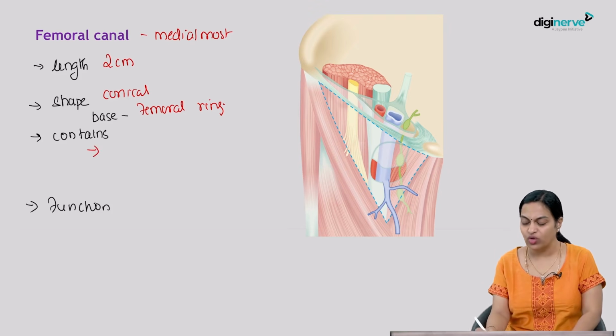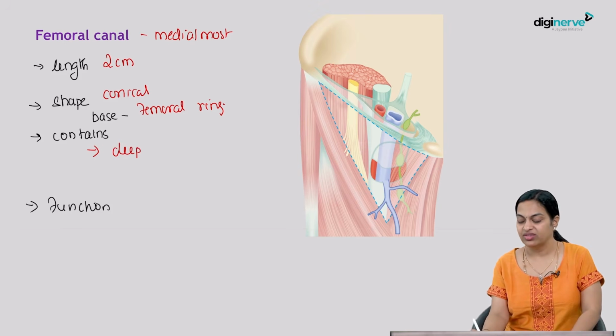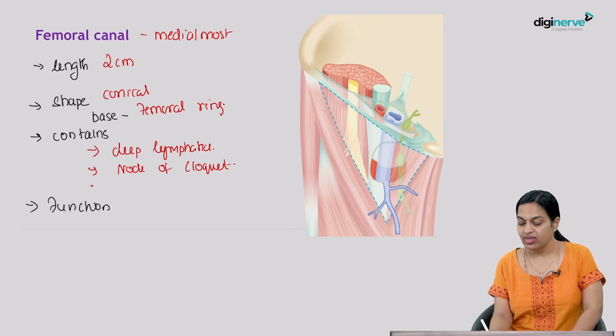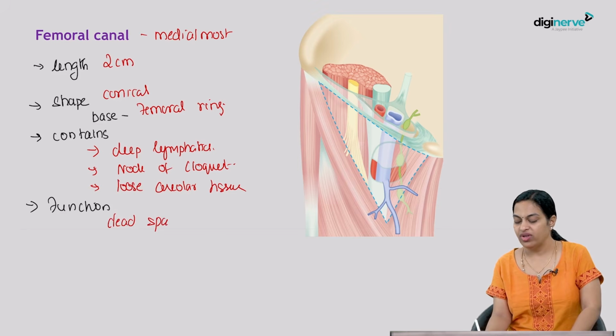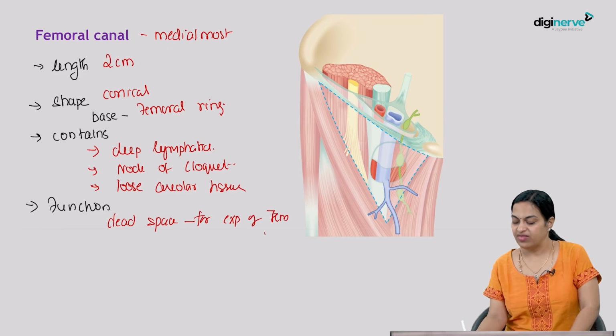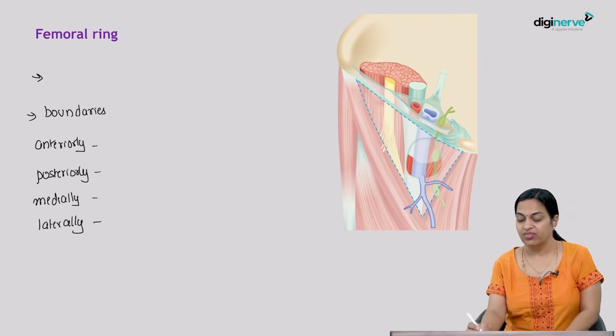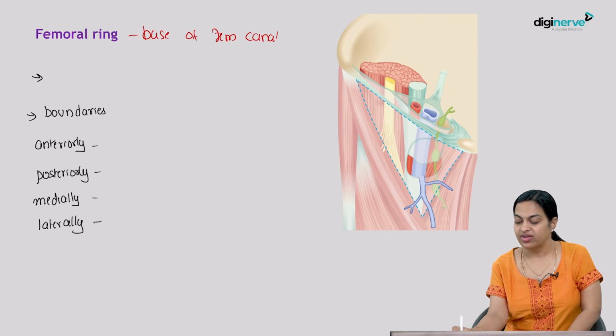Okay. So as I told you, it has the deep lymphatics, the deep inguinal nodes, right? Especially the node of Cloquet or Rosenmuller and the loose areolar tissue. It provides a dead space for expansion of the femoral vein. Okay, that is the purpose of this femoral canal. So we saw that the femoral ring is nothing but the base of the femoral canal, right?